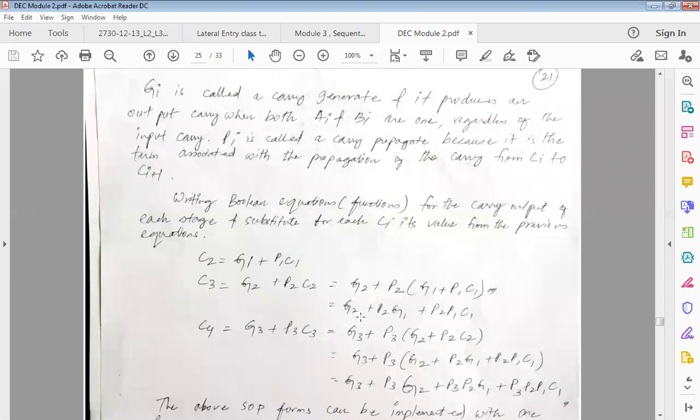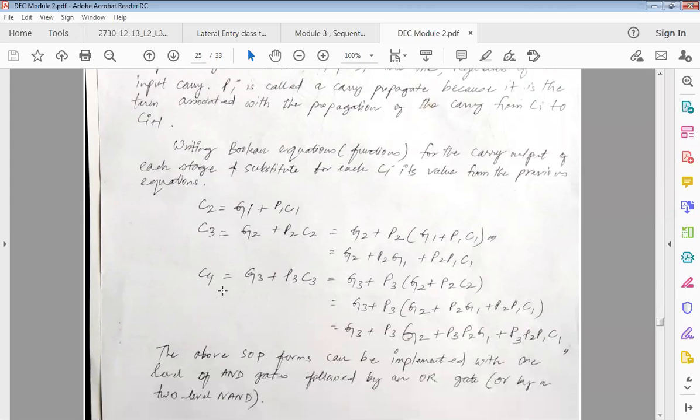So you can see that C3 is not dependent on the previous value C2, right? You cannot see any C2 here, right? So C3 is getting generated at the same time as C2. Right? Similarly, now let us see C4.